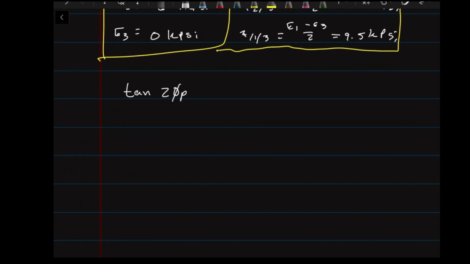That is a great start. I love saying these, tan of 2 phi p. I love saying words. I think I'm very good at saying words. And it's going to be equal to 2 tau xy over sigma x minus sigma y. Very easy stuff.